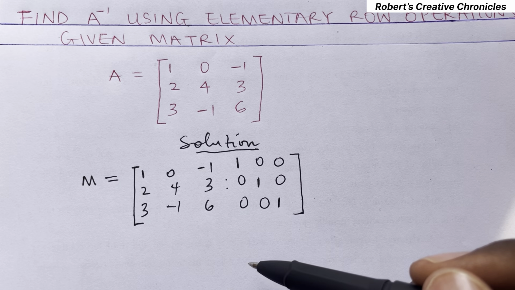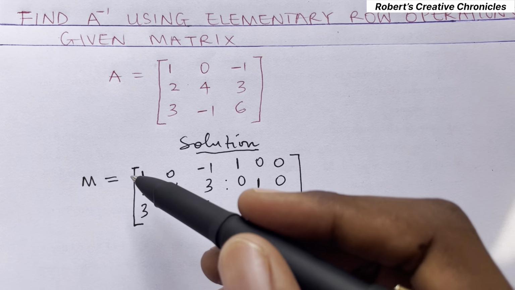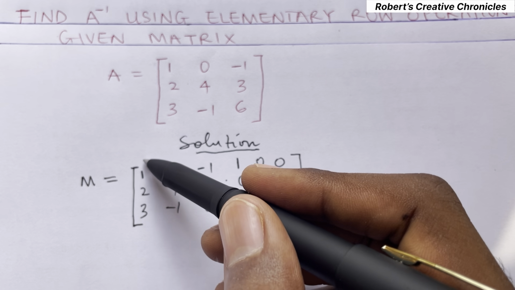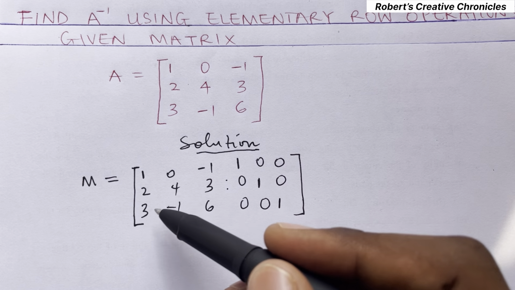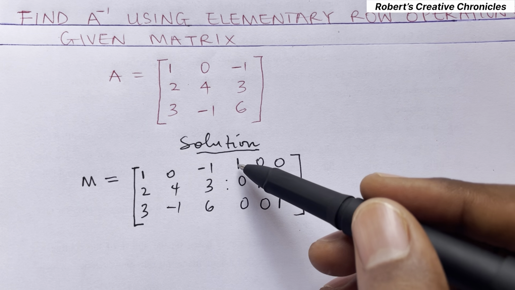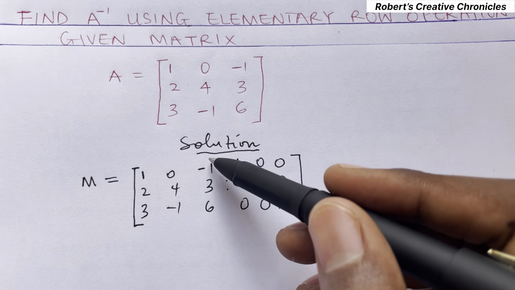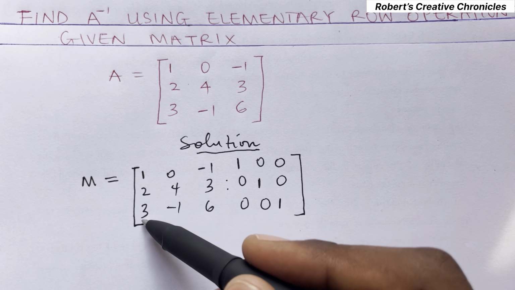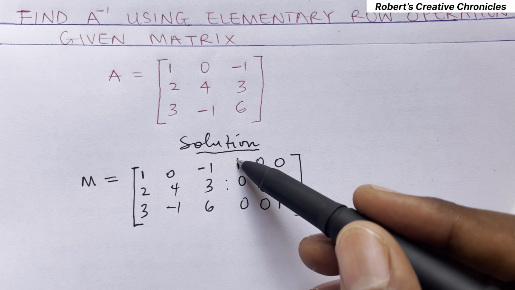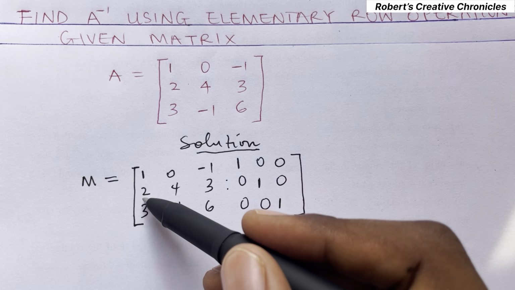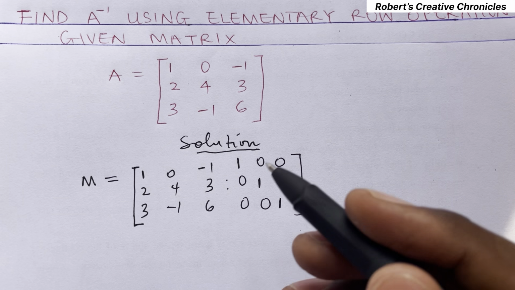So what we will do now is convert all the elements in the first column to 1, 0, and 0, so that they will be equal to this. Then we'll move to the second column, and then finally the third column. When looking at the first column, this one is already the same as this, so we'll just move to the second and third items here.